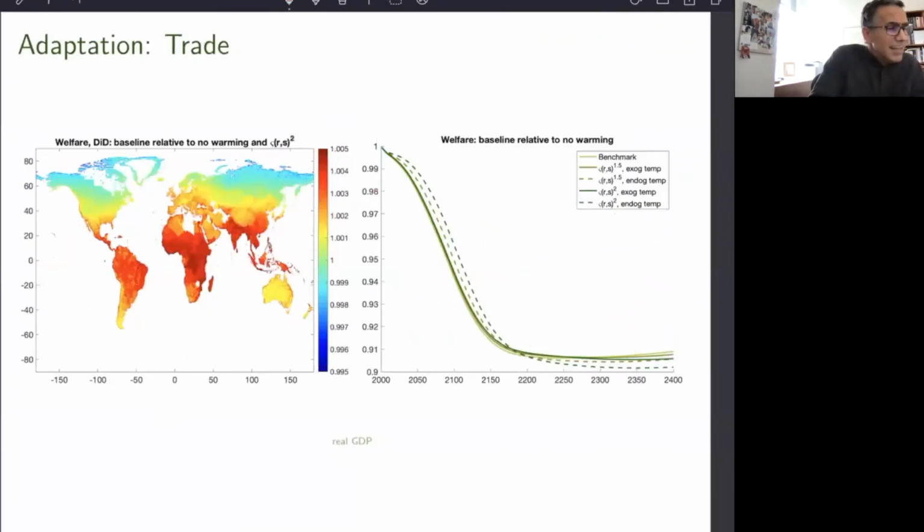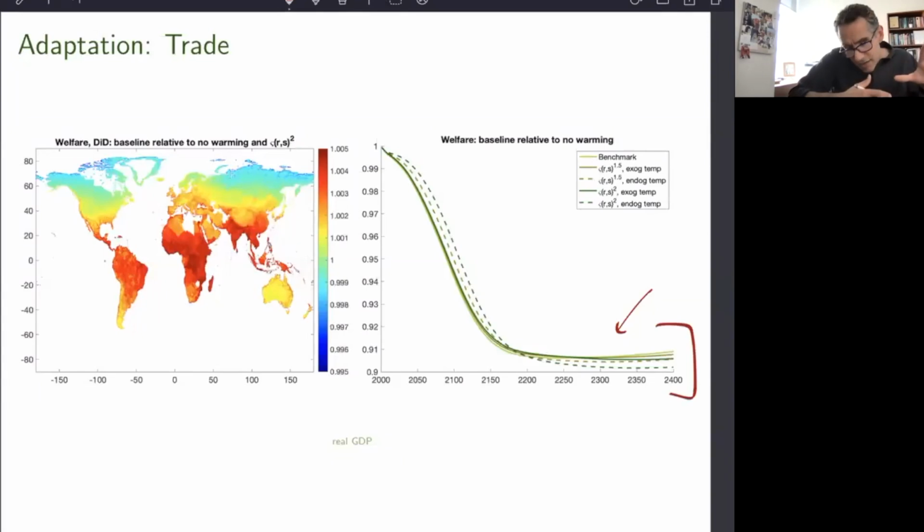The effects on trade in this model are relatively small. Increasing trade costs has very small impact. And the main reason is that the climate shock, if you want to think about it that way, is very spatially correlated, as is trade. So you trade a lot with the locations that are close by, but the locations that are close by are almost as affected as you. And so trade is a bad adaptation mechanism in that sense, and that leads to small effects.